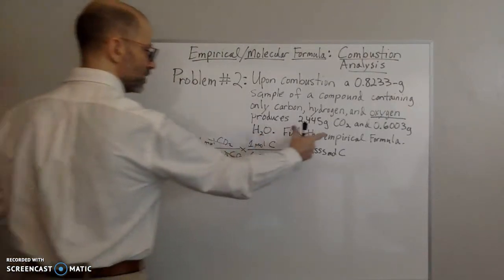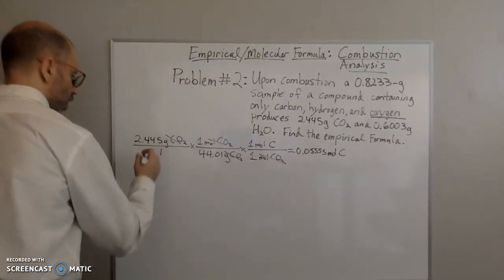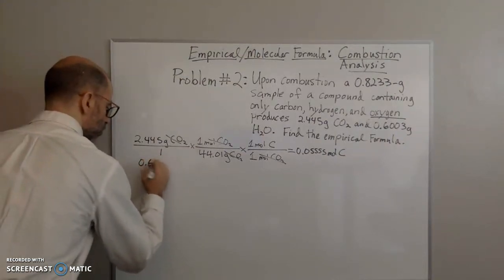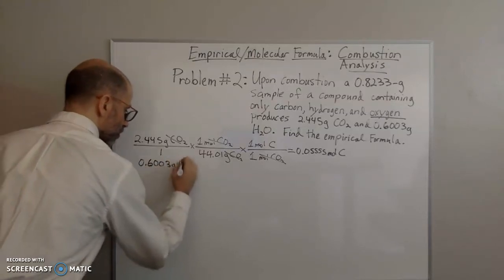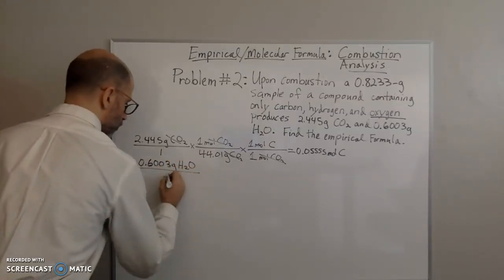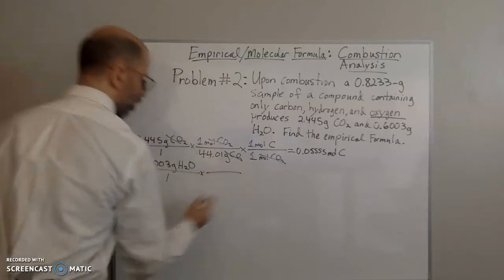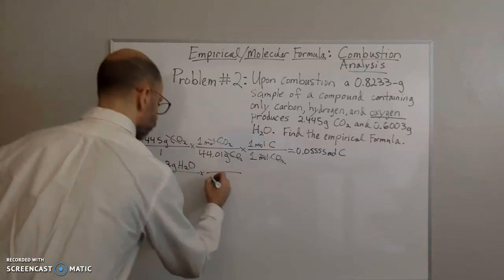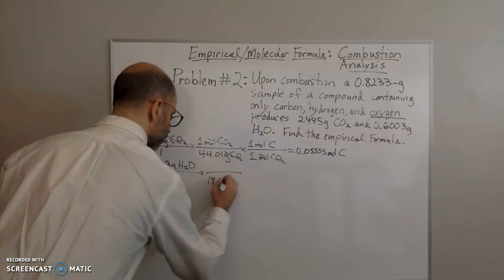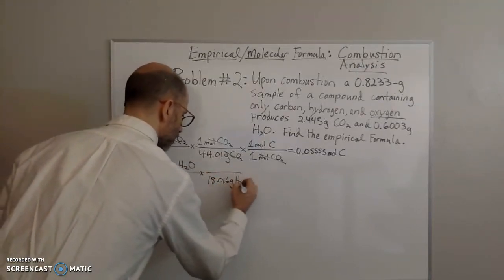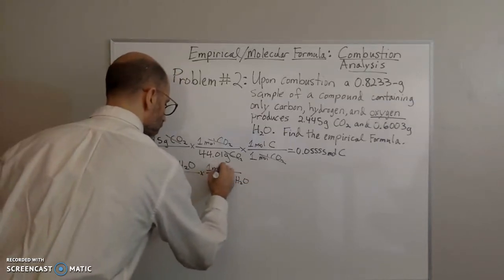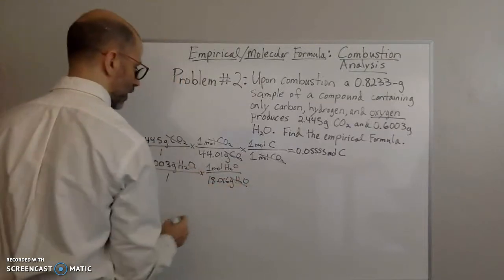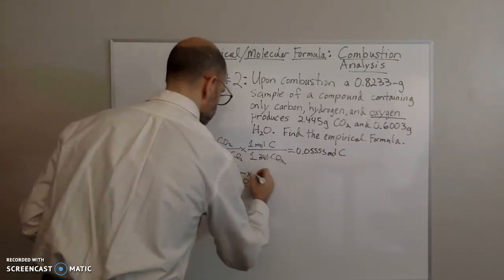And then we do the same thing, we set up the same thing using grams of water. So now we're going to set up the water. So we have 0.6003 grams of water. Put that over 1. And then we're going to multiply across. So we're going to use the molar mass of water to convert to moles of water. So again, that's going to be 18.016 grams of water for every 1 mole of water. So the grams cancel out.